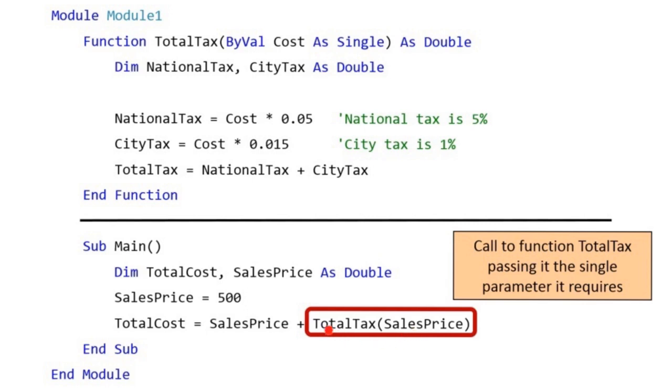And here is the call to the total tax, and you can see it passes in one single parameter. In this circumstance, it's passing in the value 500. We call total tax, and that value ends up coming into here.